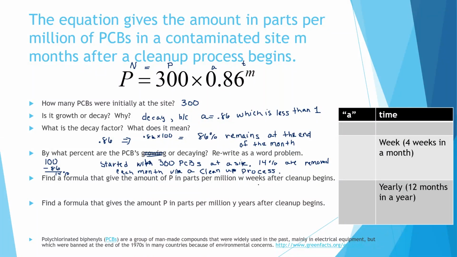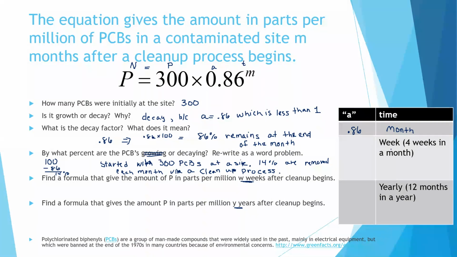Now, the next two problems are dealing with a change in time. So the formula gives it in months, we're asked to give it in weeks, and we're asked to give the formula for years. So over here to the side, I have a chart to help me organize and think through this. So in the original problem, my A was 0.86, and the time for that A value was a month.